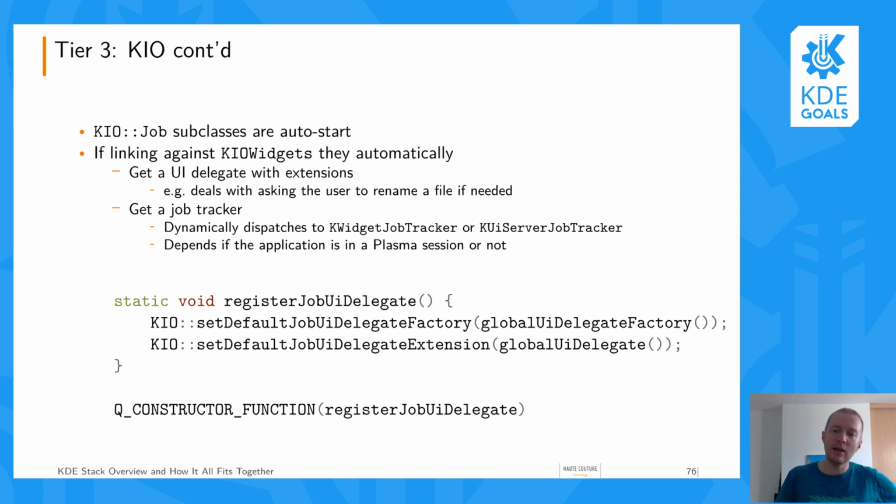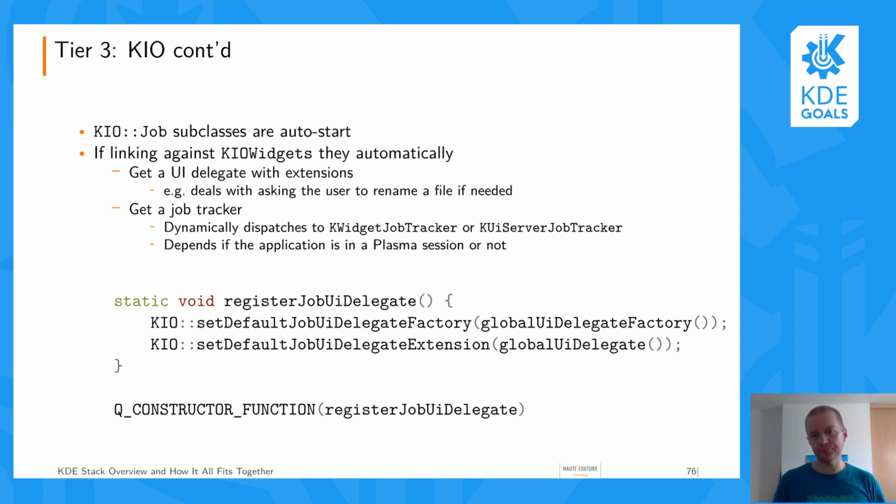Also, if you link against KWidgets, automatically they get some extra features. By default, they get a UI delegate. You don't have to set it yourself, just because you link to KWidgets. By default, they get a job tracker just because you link to KWidgets. So in your application code, you don't need to do all that wiring yourself. And for the job tracker wiring, it's even a bit smart. It will dynamically choose a widget job tracker or UI server job tracker depending on whether you're in a Plasma session or not. It will make the decision for you.